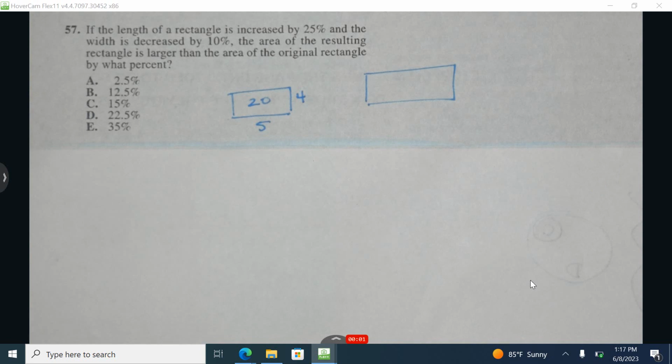7, you need to understand percentages and how we take a figure and we can expand it by a certain percent or contract it by a certain percent. And what does that look like? So I'm going to draw a picture, test taking strategy.